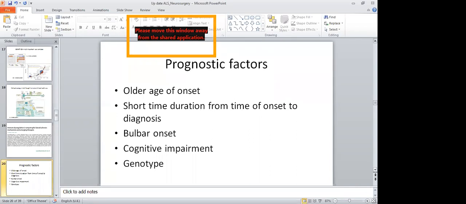If they have swallowing problems, they seem to progress fairly quickly and tend to develop chest infections quite early on, and again, deteriorate soon after. If they have cognitive impairment and even frontotemporal dementia, that seems to trigger problems sooner rather than later. And then genotyping. So patients with the commonest form of ALS, the C9orf72 mutation, seem to have a poorer prognosis.